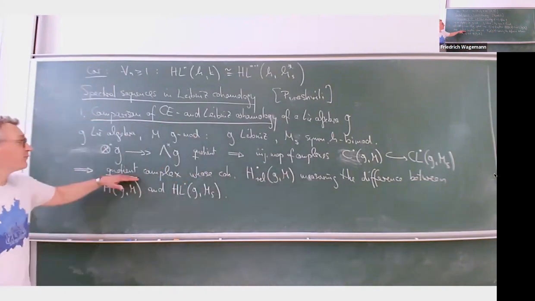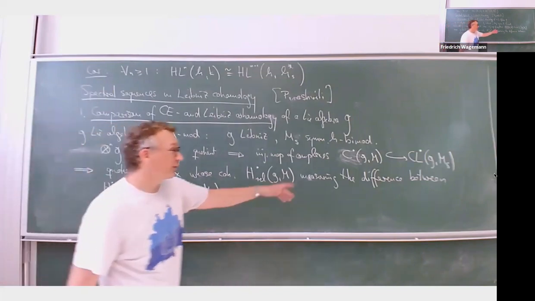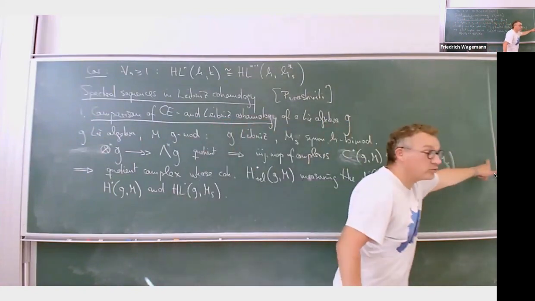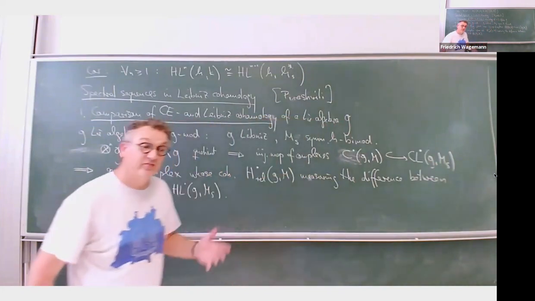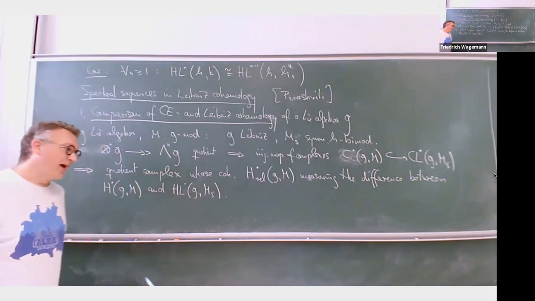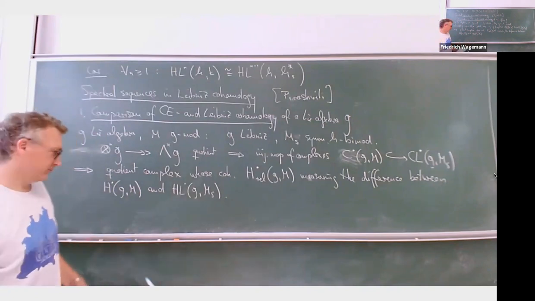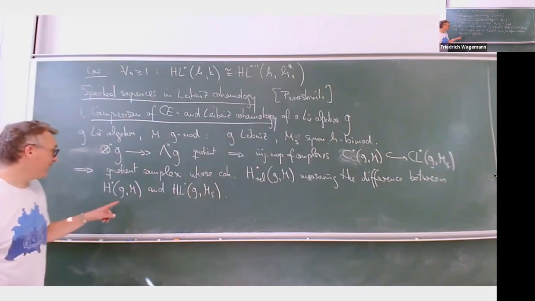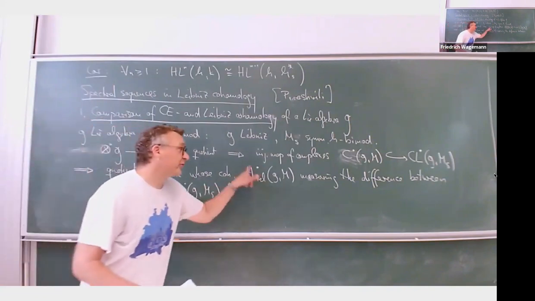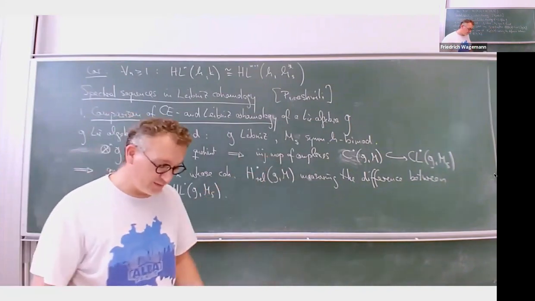Every time you have a short exact sequence of complexes, because this is what you have here, an inclusion of a subcomplex and then you go to the quotient, this gives you a short exact sequence of complexes. And every time you have this, general homological algebra gives you a long exact sequence in cohomology. In this long exact sequence, you have Chevalley-Eilenberg cohomology, Leibniz cohomology, and then this relative cohomology. And so in this sense, it measures the difference between these two cohomologies.